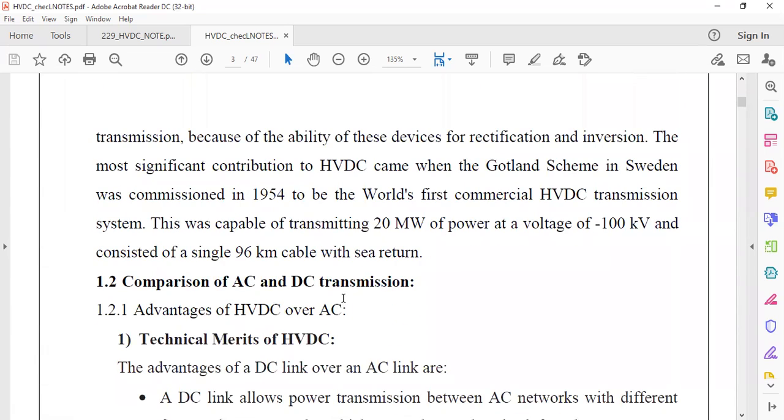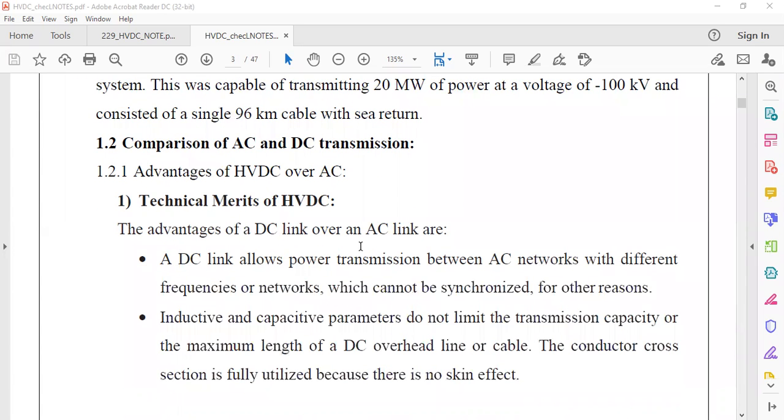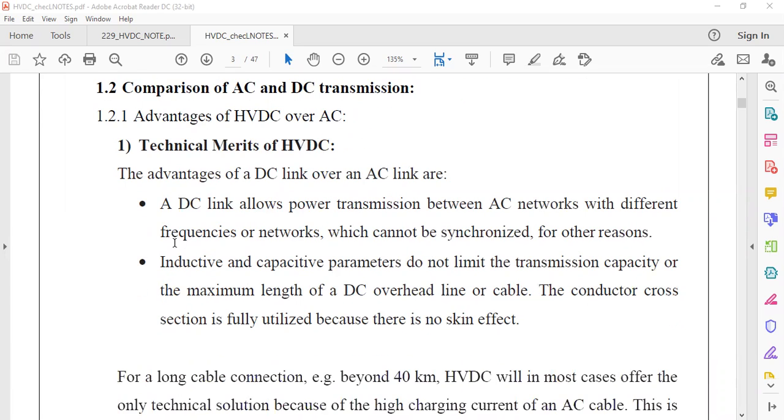And coming to one of the most important topics, the comparison between AC and DC transmission, right? First of all, we go for advantages of DC transmission compared to AC transmission. So first, the technical merits of HVDC.